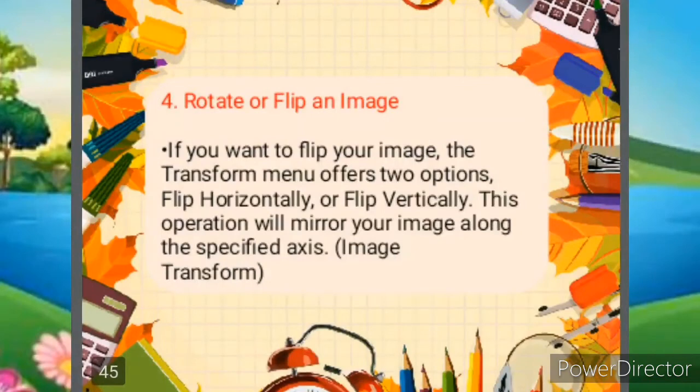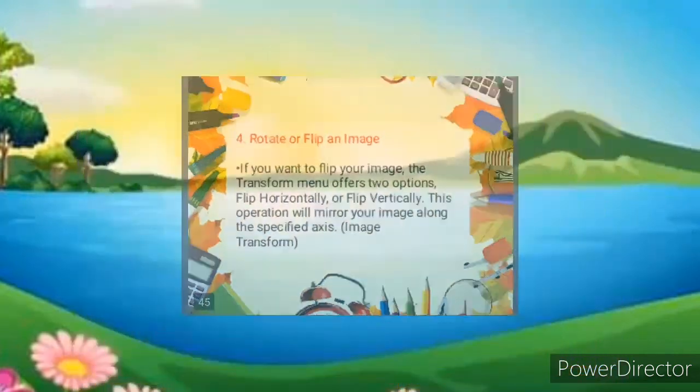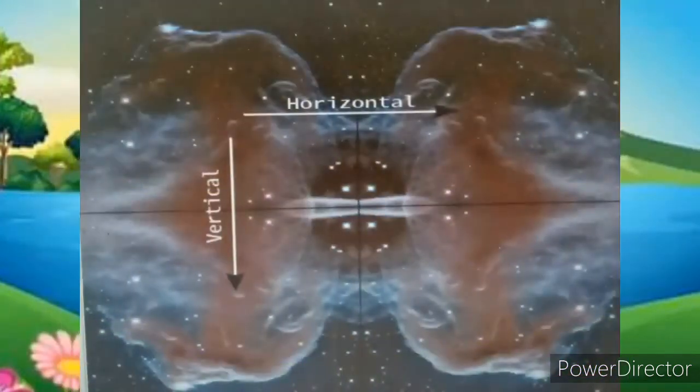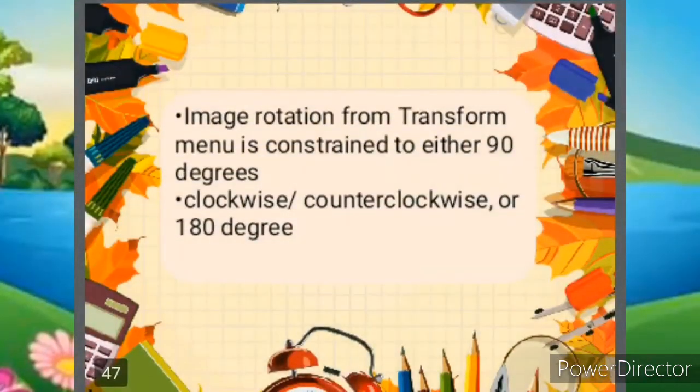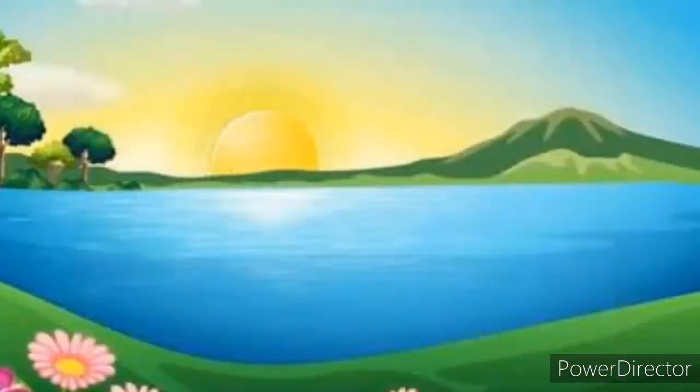And the last main point in using GIMP is rotate or flip an image. If you want to flip your image, the Transform menu offers two options, flip horizontally or flip vertically. This operation will mirror your image along the specified axis, or Image, Transform. Image rotation from the Transform menu is constrained to either 90 degrees, clockwise or counterclockwise, or 180 degrees.